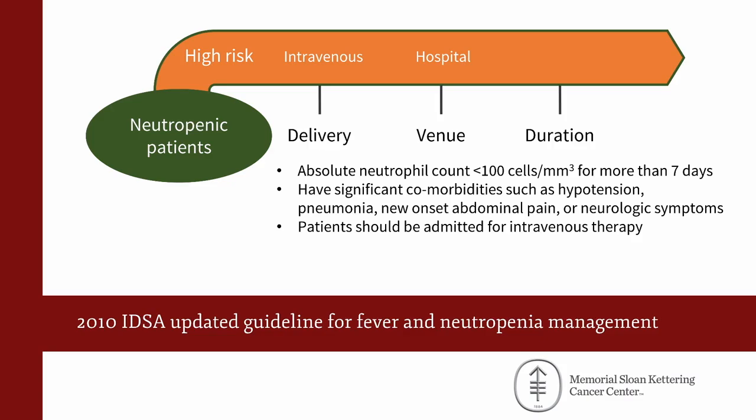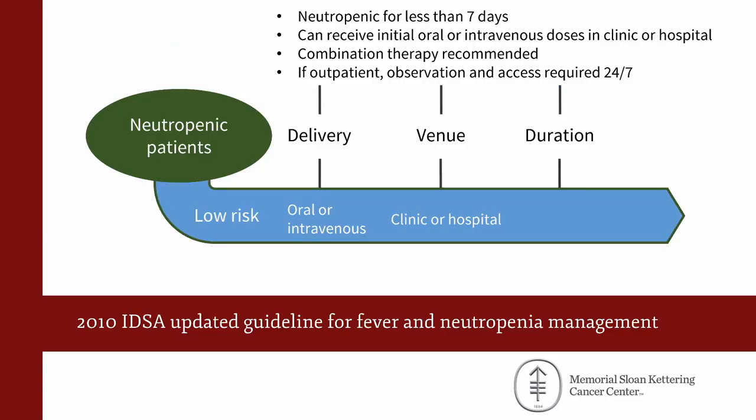High-risk patients are anticipated to have an absolute neutrophil count less than 100 for more than 7 days after cytotoxic chemotherapy and/or have significant comorbidities such as hypotension, pneumonia, new onset abdominal pain, or neurologic symptoms. These patients should be admitted for intravenous therapy. Low-risk patients are neutropenic for less than 7 days with few or no comorbidities.